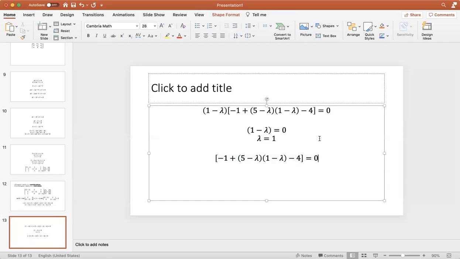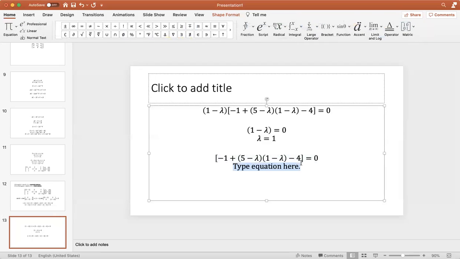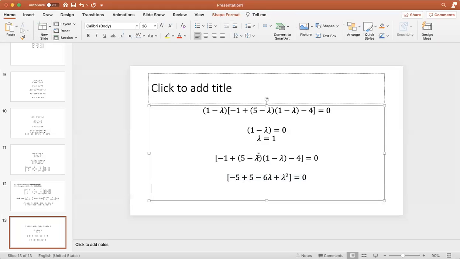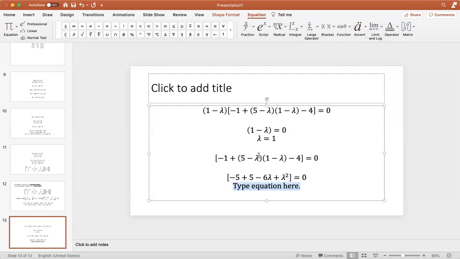Okay. So let me multiply. So basically, let me add this. So we'll have -5 plus, let's multiply this binomial. So you have 5 plus 5 minus 6 lambda plus lambda squared. Okay, set it equal to 0. Right? So 5 cancels out, so you're left with this expression. So you're left with lambda squared minus 6 lambda equals 0.